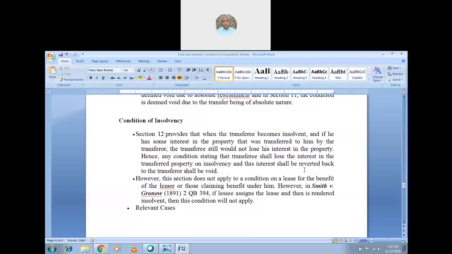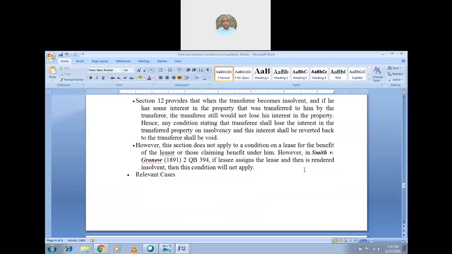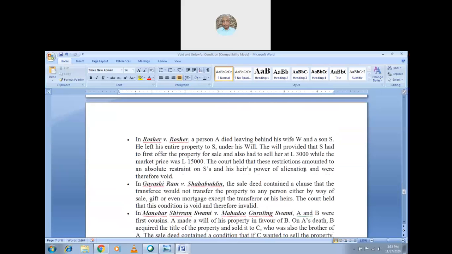However, this section does not apply to a condition on a lease for the benefit of the lessor or those claiming the benefit under him. In Smith versus Gronow, if the lessee assigns the lease and then is rendered insolvent, this condition will not apply. At that time, the condition will not be applied. Some relevant cases I have also mentioned, as we did.